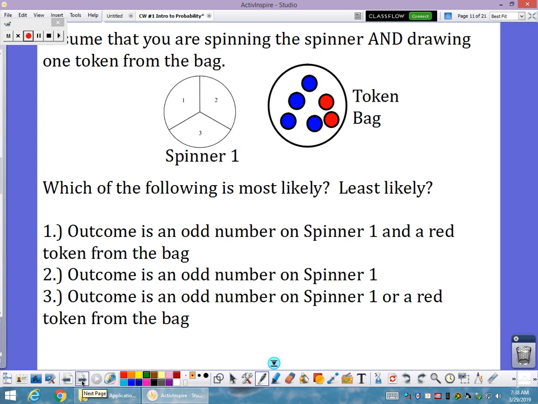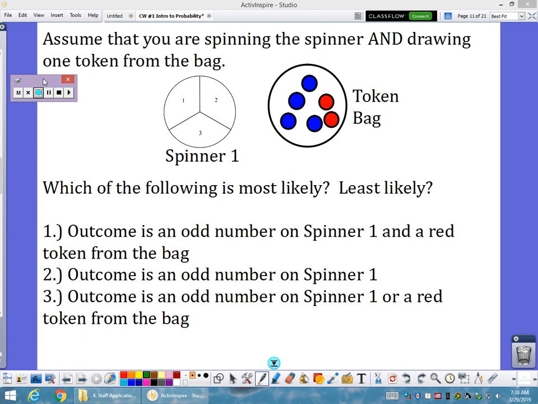Alright, cool. So, assume that you are spinning the spinner and drawing one token from the bag. So now we have kind of a more complex example. Which of the following is most likely and which is least likely? Okay, so we're putting these into most likely, least likely.